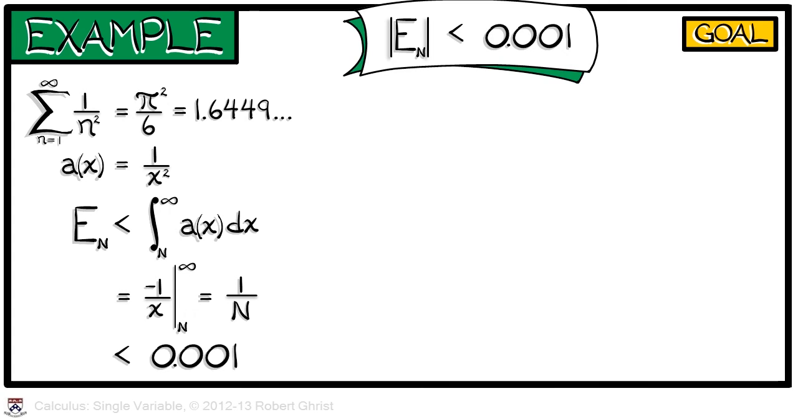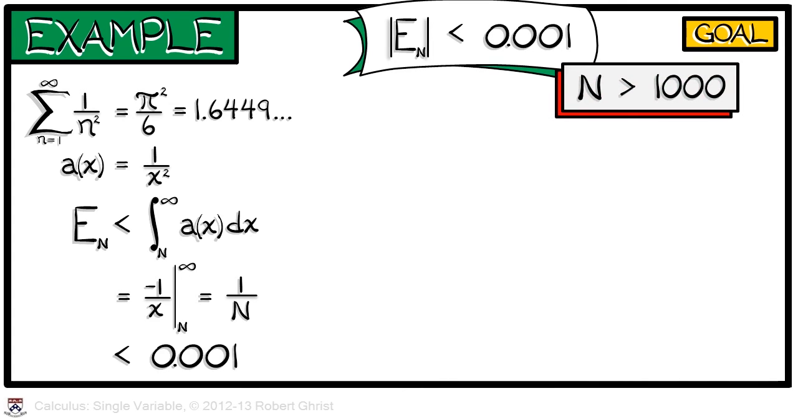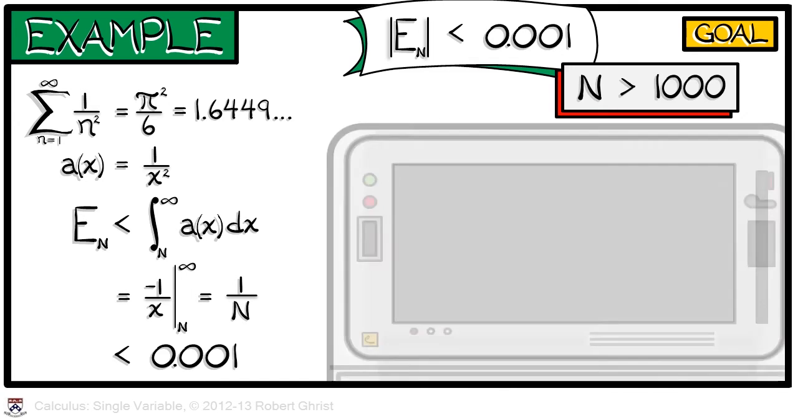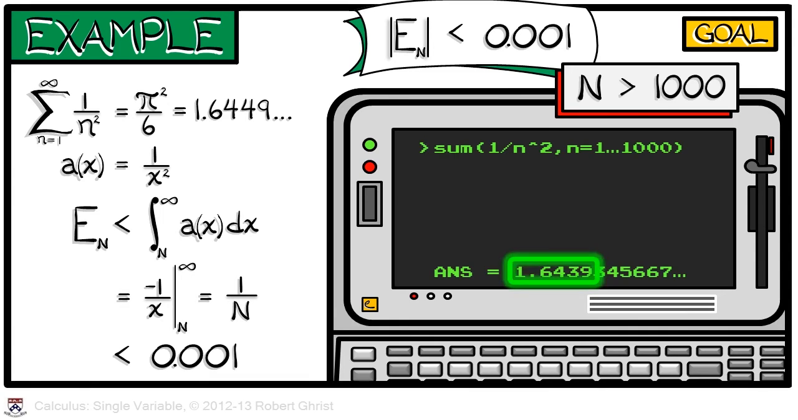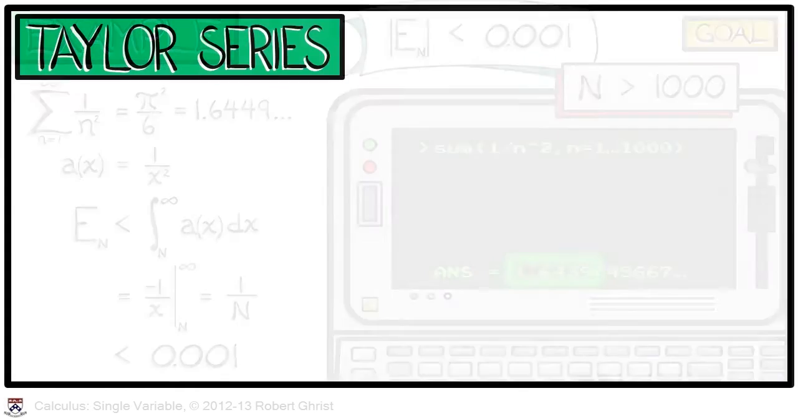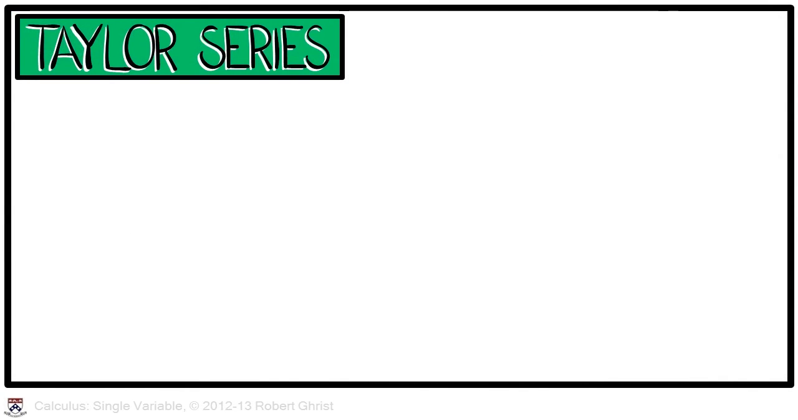Now, if we want that to be less than 1/1000th, that's really saying that n has to be larger than 1,000. And if you'll recall when we did some of our computations, that is exactly what we saw when we summed up the first 1,000 terms. The integral test gives very precise bounds. If you don't have an integral test and you don't have an alternating series, what can you do?